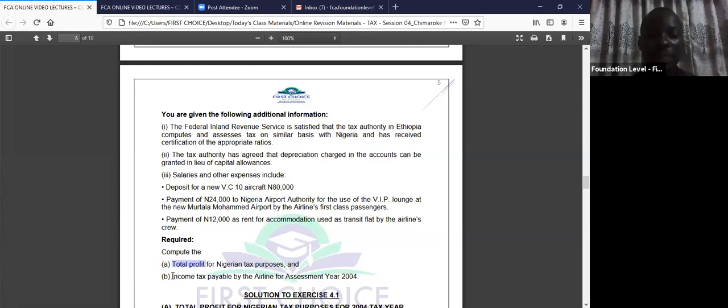Now, it is the B part that said income tax payable by the airline. So we will not be going to calculate tax of another country. We are concerned about company income tax payable in Nigeria. We are concerned here about total profit for Nigerian tax. So look at how we solve this question.